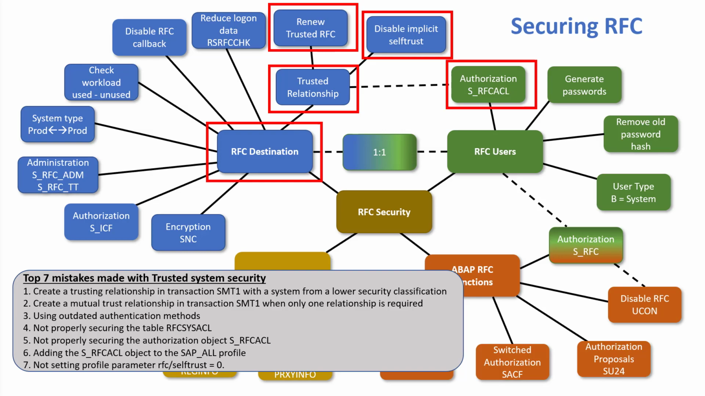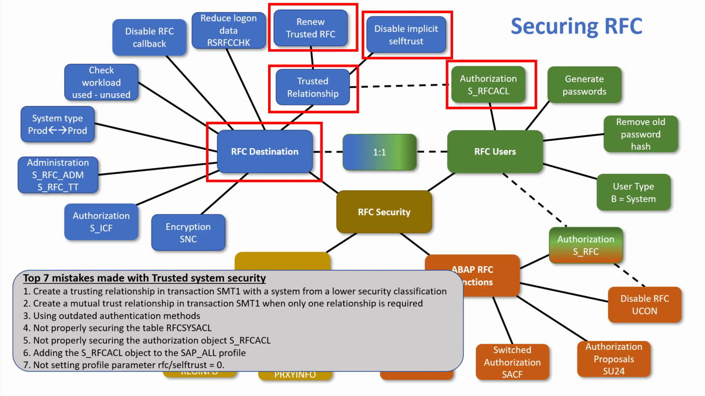Number 7, not setting the profile parameter rfc/selftrust equals 0. By default, a system will trust itself, which means there exists an implicit trusting relationship between the clients of a system. You can switch this implicit trust off by setting the profile parameter rfc/selftrust equals 0. This is described in more detail in SAP Note 2449757. This concludes the list of 7 common mistakes made with trusted system security.